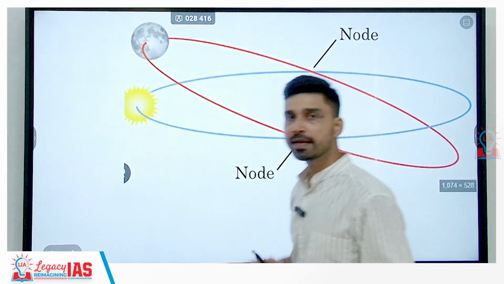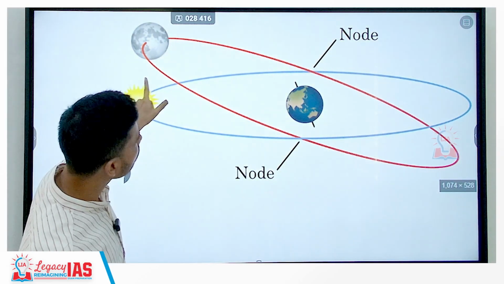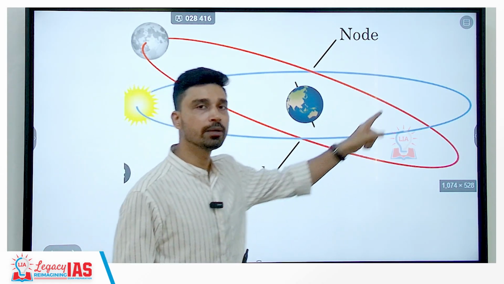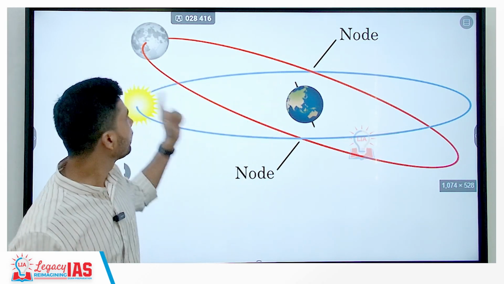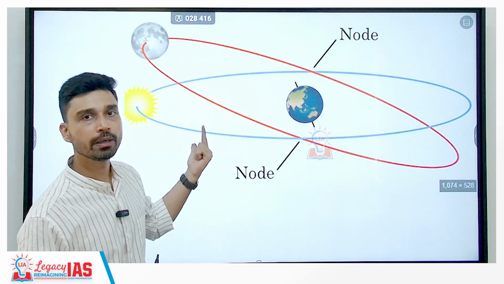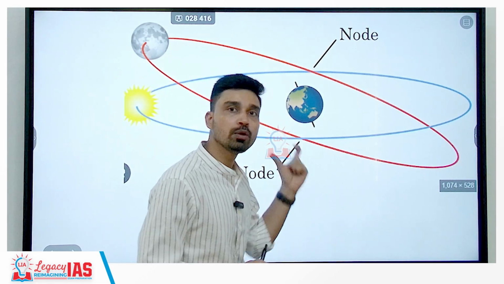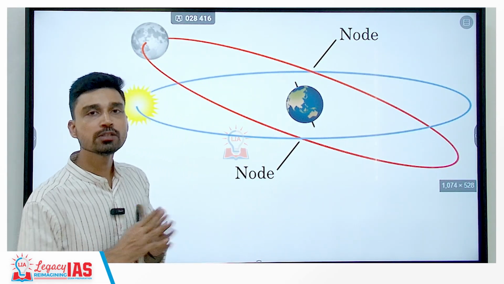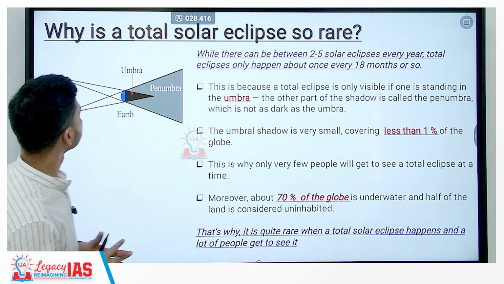If we try to understand it more clearly, we can look at this diagram here. If you compare the moon's orbit around the earth and the earth's orbit around the sun, we can see that there are only 2 places where the moon's orbit intersects the earth's orbit, and these 2 places are called nodes. Only when the moon is situated at one of these nodes can a solar eclipse occur, or the probability of a solar eclipse rises.